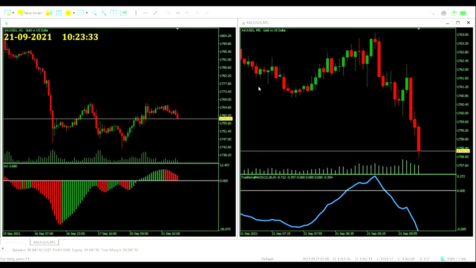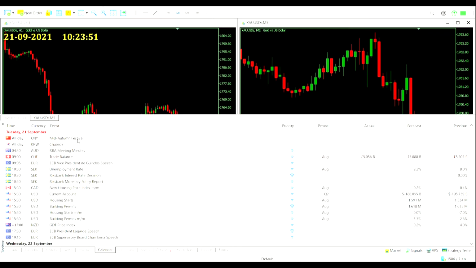Let's see what's on the economic calendar. Okay, so still Mid-Autumn Festival in China and still Chuseok in Korea. So not much been going on in the Asian session. Did have in Europe at 9 AM on the Swiss franc, their trade balance. Coming in pretty much as forecast, to be fair, near enough. In just over 5 minutes time at 10:30, we've got from Sweden their unemployment rate, as well as the Riksbank interest rate decision and monetary policy report. Very unlikely to see interest rates rise, but would be fascinating if they did.